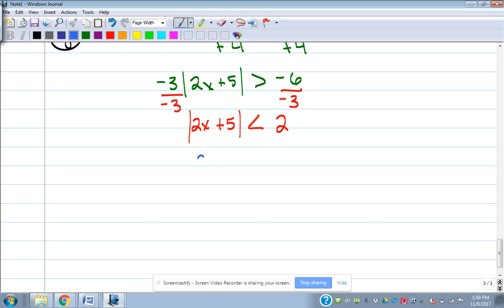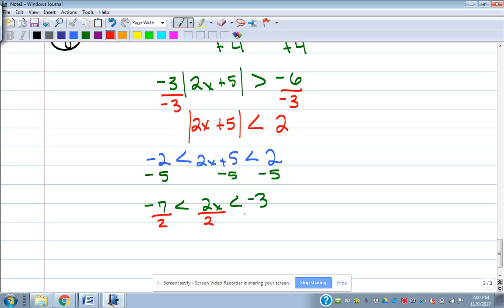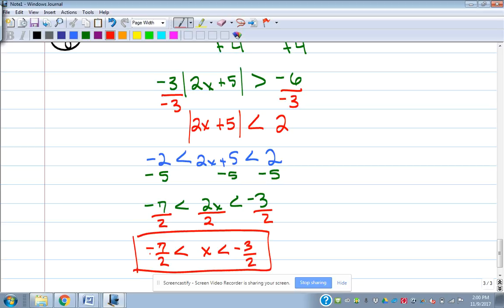All right. So 2x + 5 in the middle, 2, negative 2. Crank it out. Minus 5, minus 5. That's negative 7 less than 2x less than negative 3. Divide everybody by 2. Fraction fun. This is not too bad because your fractions are fairly close together there. Negative 7 over 2, negative 3 over 2.